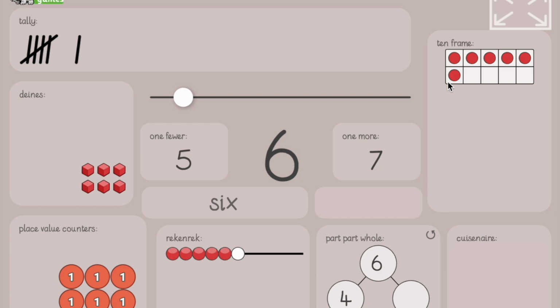Is 6 odd or even? Even. How do you know? Because each item in a set of 6 has a partner. We can see that when we look at the base 10 blocks. These have partners, these have partners, and these have partners.